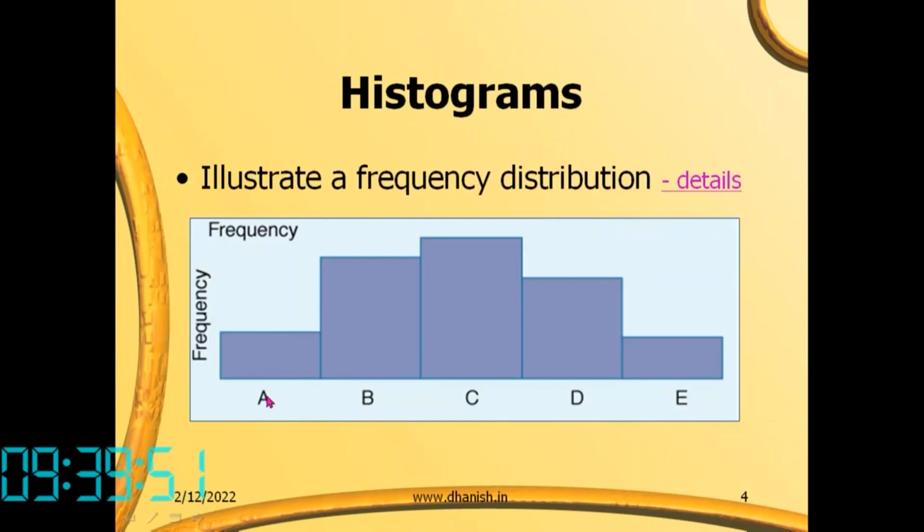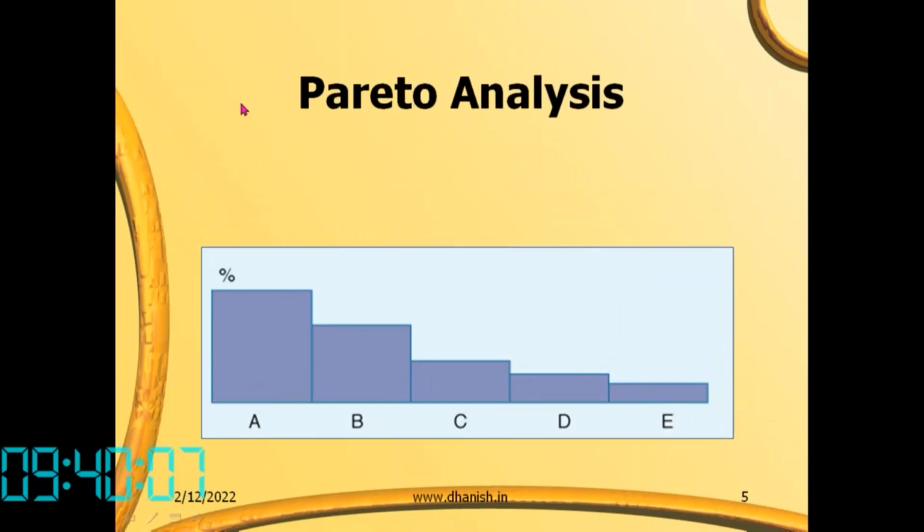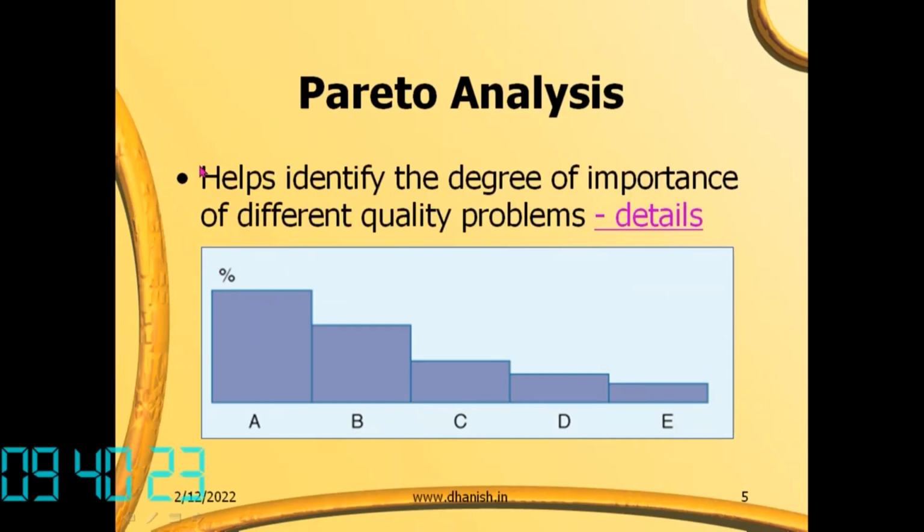So a frequency distribution: each defect, how many are there? Usually we get this simple peak distribution, which is called a normal distribution. Then, if you classify the various categories and sequence them in the order of the number of defects, and you can convert into a percentage of the total defects, then we have what is called a Pareto analysis.